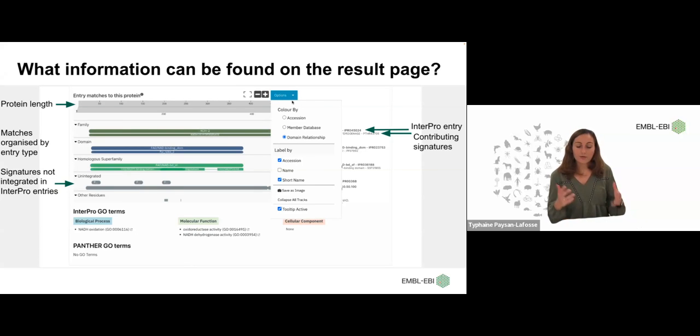You also offer the possibility to customize the view of the protein sequence viewer. You can change the coloring, the labeling shown on the right-hand side, and you can save the results as an image. And also, when you hover over any of the matches, you will have a tooltip showing additional information, and you can disable that from the options menu.